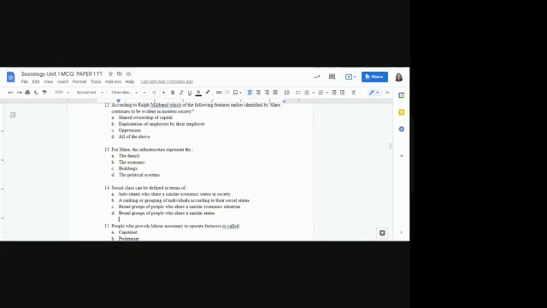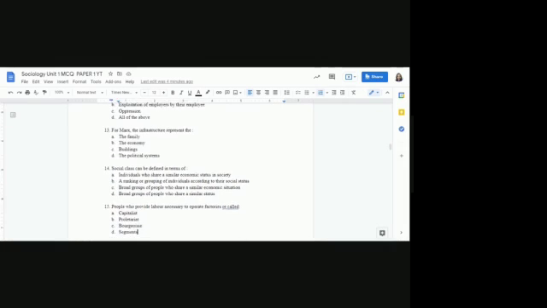Is it A, individuals who share a similar economic status in society? B, a ranking or grouping of individuals according to their social status? Or is it C, broad groups of people who share a similar economic situation? Or maybe it could be D, broad groups of people who share a similar status. The answer for question 14 is C. Social class can be defined in terms of broad groups of people who share a similar economic situation.